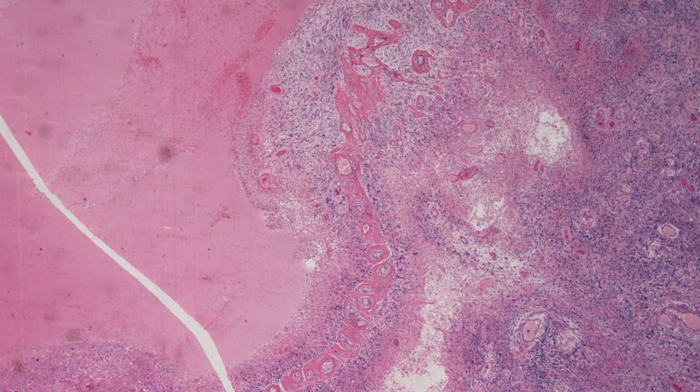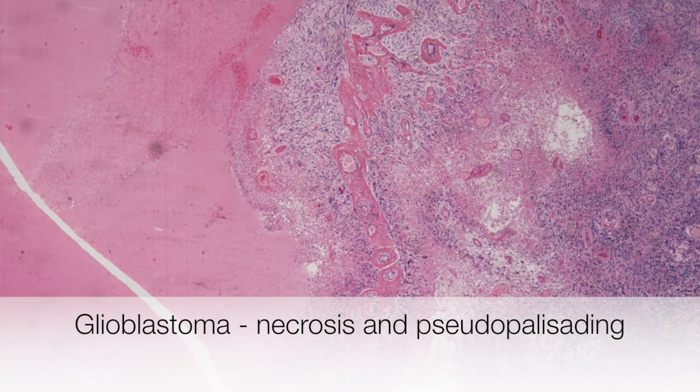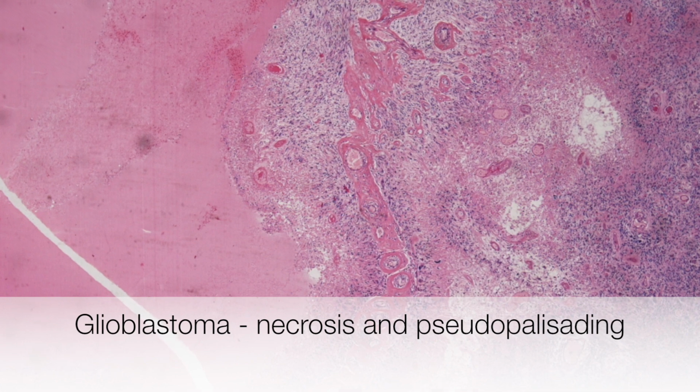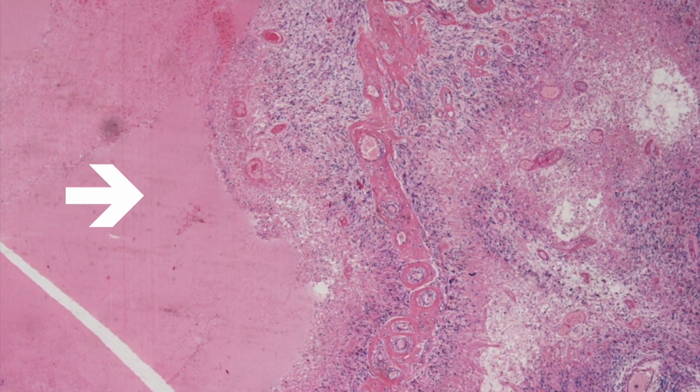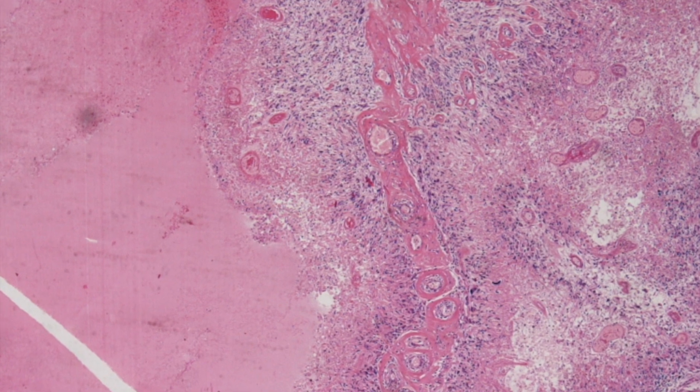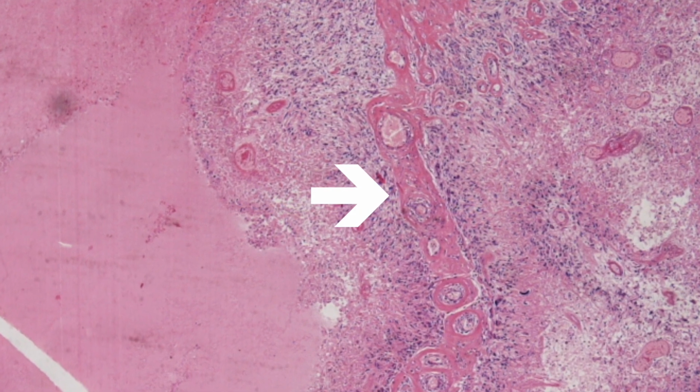And here is a low power view of the histology of a typical glioblastoma. On the left of the picture you can see a geographic area of necrosis, and around this there is pseudopalisading by tumour cells.